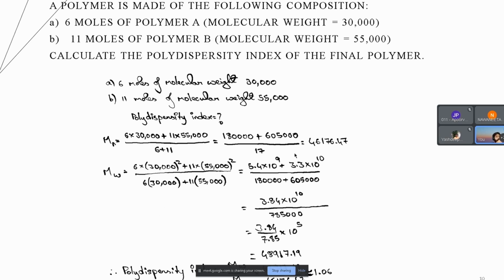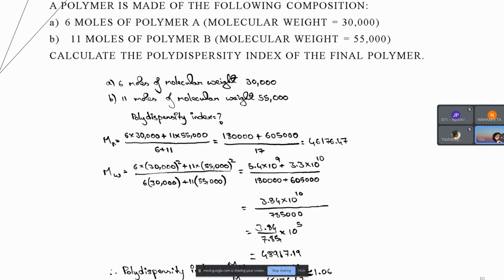Here the number average molecular weight is around 46,000, and the weight average is around 48,000, right? So when you take the polydispersity index, it's the weight average molecular weight of the polymer divided by the number average molecular weight of the polymer. So it gives us around 1.06.